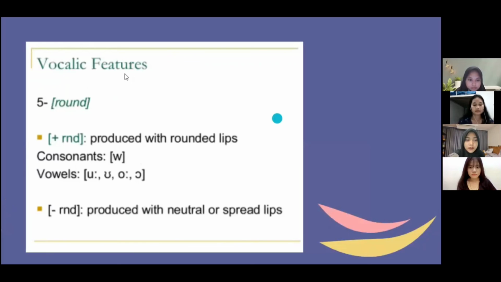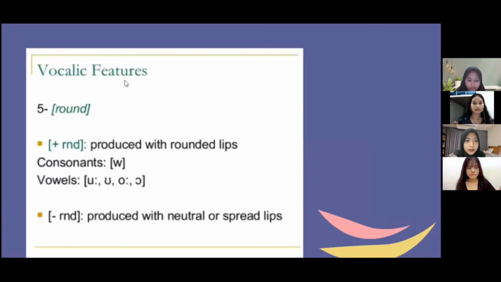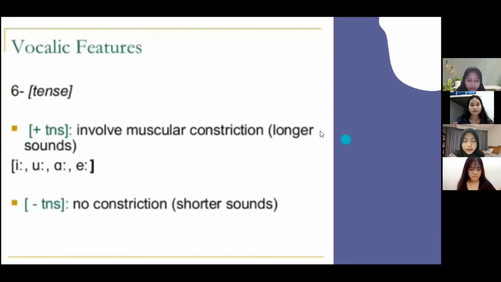Okay, and the next is round. The plus round is produced with rounded lips. And you can see the examples of consonants and vowels. And the minus round is produced with neutral or spread lips. Six is tense. Positive tense involves muscular constriction or a longer sound. The examples are i, u, a, and e. And the negative is no constriction or a shorter sound.